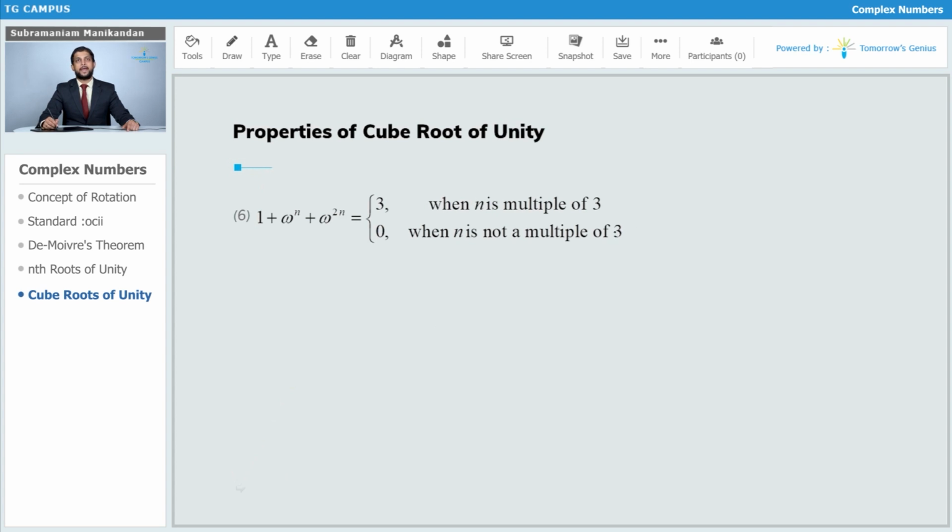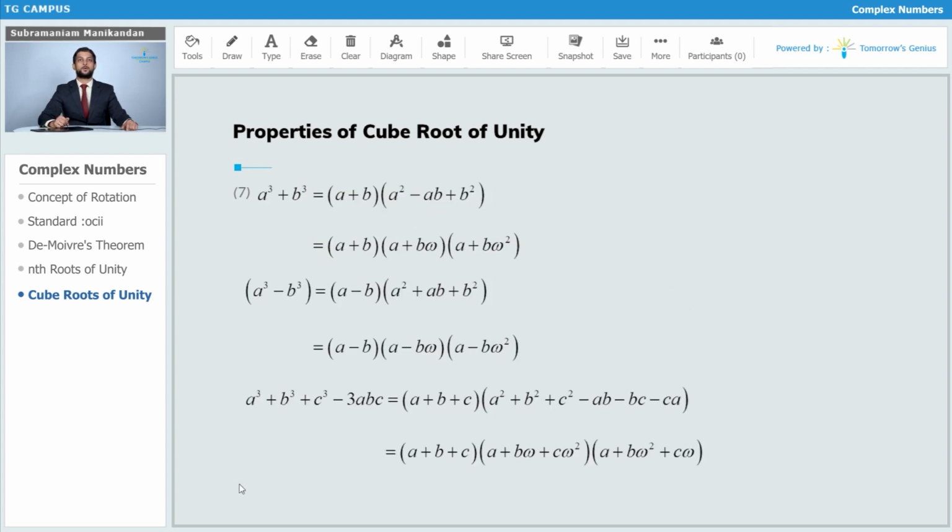Always, when n is a multiple of 3, 1 plus omega to the power of n plus omega square to the power of n will be equal to 3. And when n is not a multiple of 3, 1 plus omega to the n plus omega square to the n will be equal to 0, corresponding to that property that we just discussed.